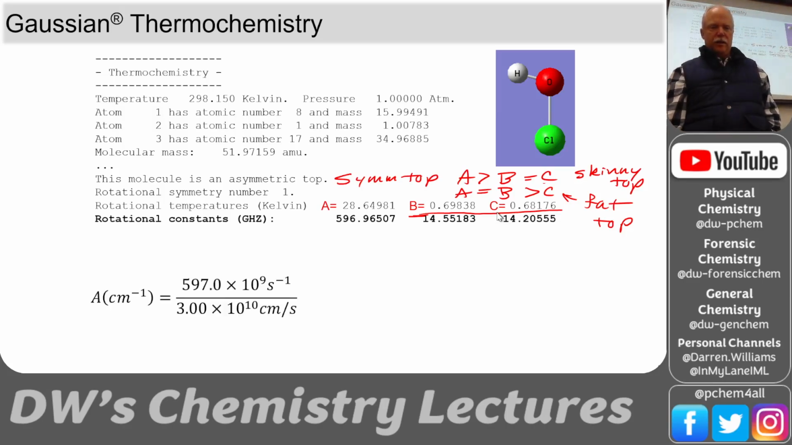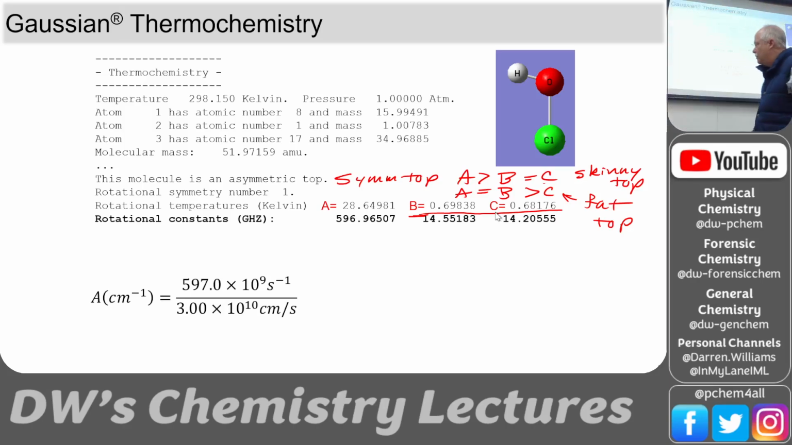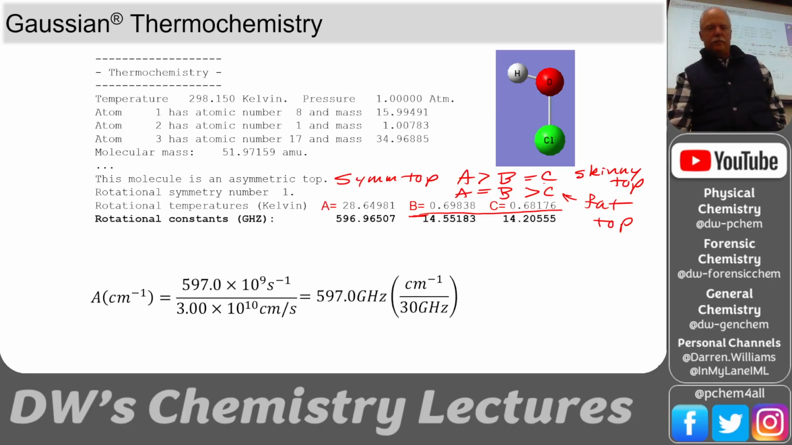Okay, so here's our A value in gigahertz. So 597 gigahertz, right? A hertz is a cycle per second, so that's hertz. Giga is 10 to the 9. So this is the same thing as this. Divided by Avogadro's number in centimeters, divided by speed of light in centimeters per second, 10 to the 10 centimeters per second. And so the per seconds cancel, and we end up with wave numbers.